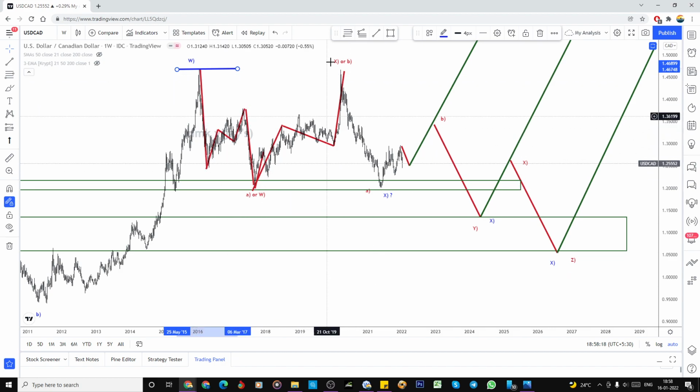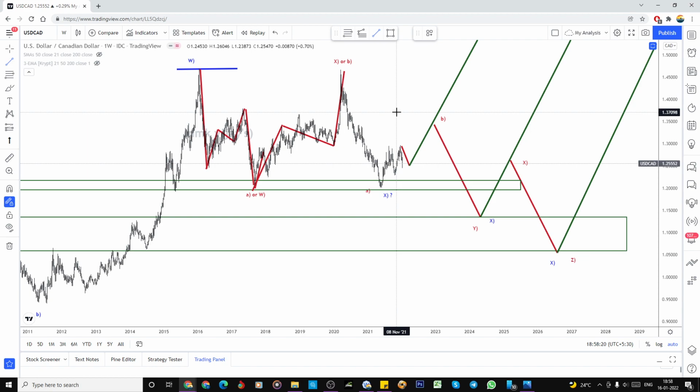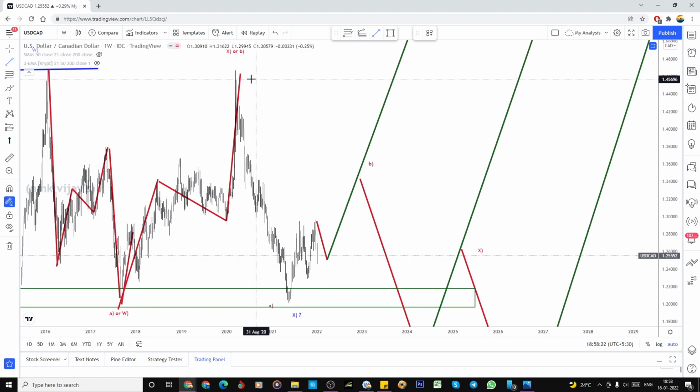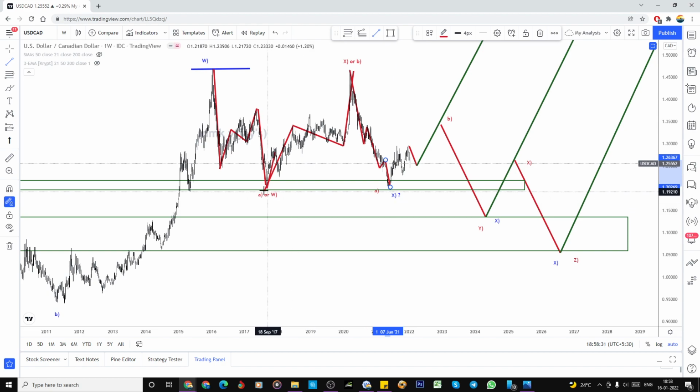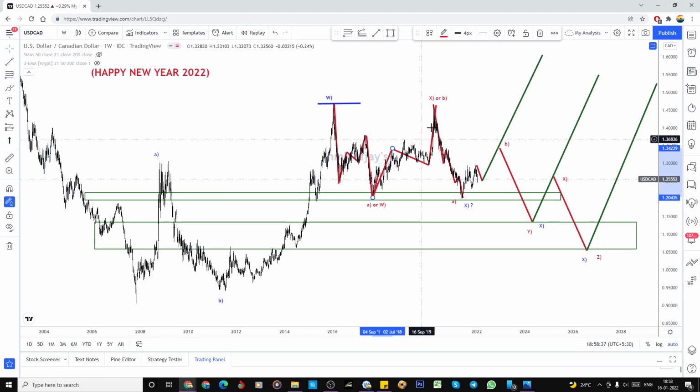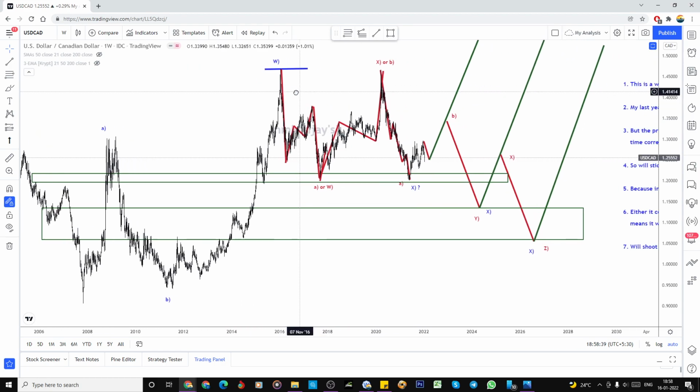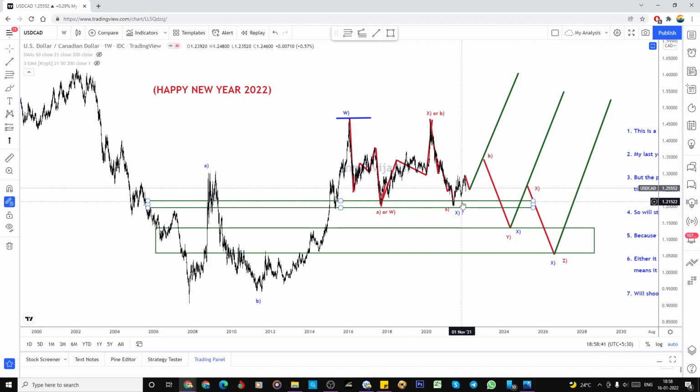ABC, ABC and one C wave. The C wave contains a 5-wave structure, so that also completed 1, 2, 3, 4 and 5, and it has already broken the previous low. So now this is called a flat correction. One flat correction is completed. Now what we have to do is be on the buy side.